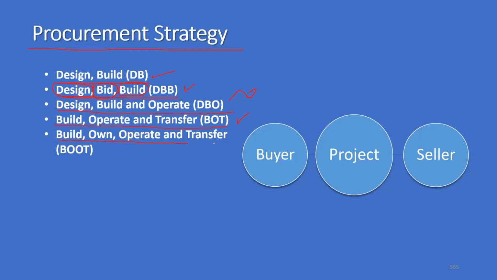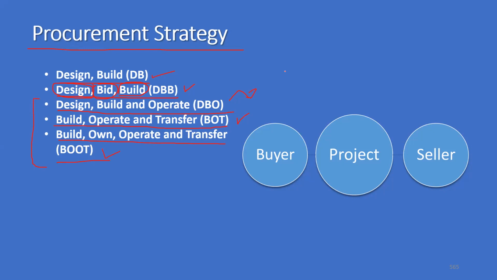Then build, own, operate, and transfer, that is BOOT. It means they build it, they own it, and they operate it for a longer time as an owner. They can take the rewards from it, and after the fixed period, they transfer it. That is BOOT. So for anything which has a toll associated, it can be any of these three. Maybe the perfect one is the last one, that is build, own, operate, and transfer. So these are the procurement strategies.